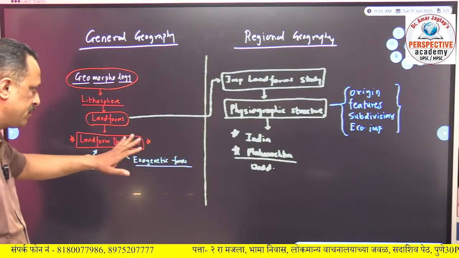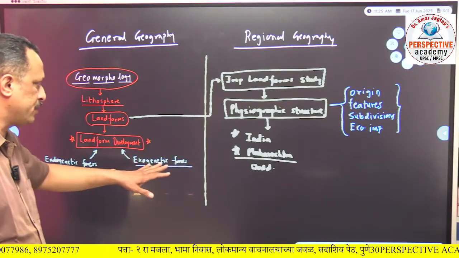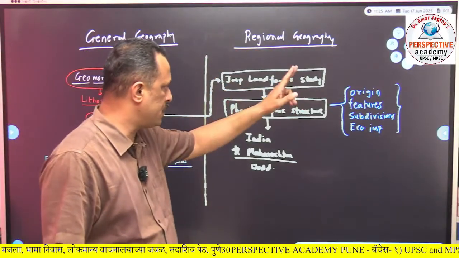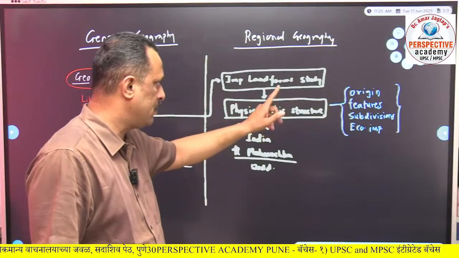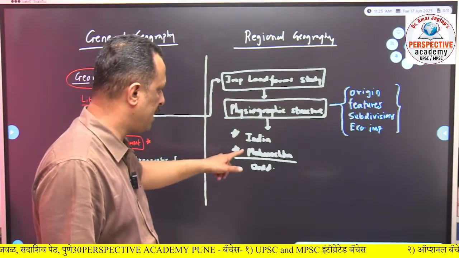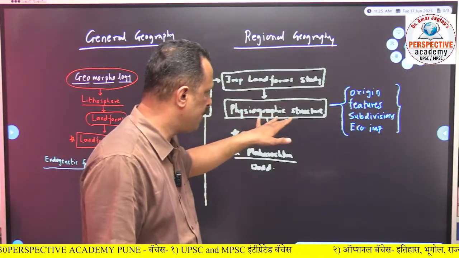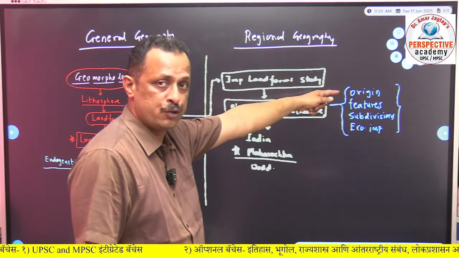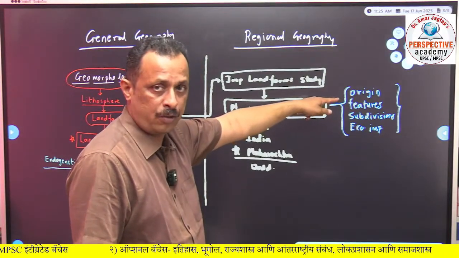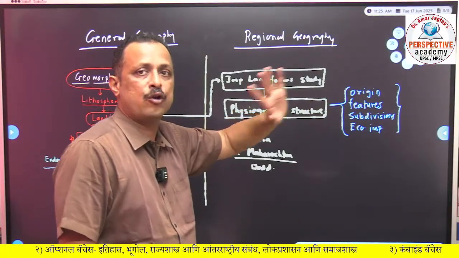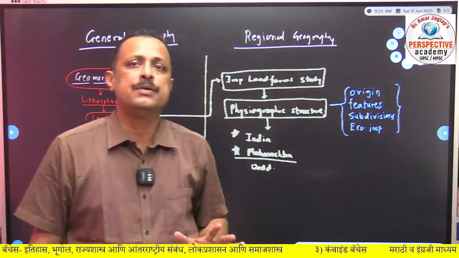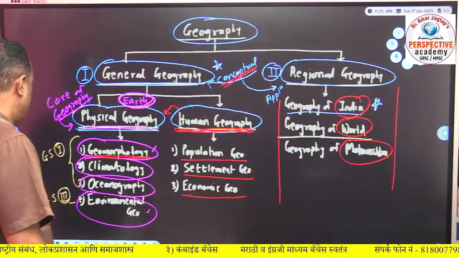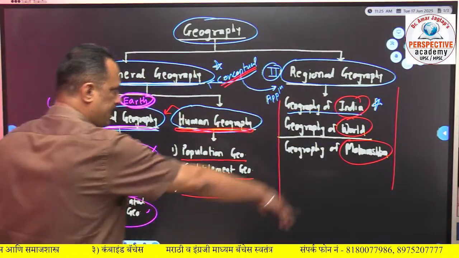Basic concepts, they are going to deal with the role of endo-exogenetic forces in landform development. Once we finish this, then we will study landforms, important landform study, that is termed as physiographic structure. We will study physiographic structure of India, Maharashtra, and in short world. In this study of physiographic structure, we will understand how that landform is originated, matlab how Peninsular Plateau is originated, what are their features, geographical features, what are their subdivisions, and what is their economic importance. So this will constitute the whole study of this topic. Which one? This one. Clear? Geomorphology and its application to this.